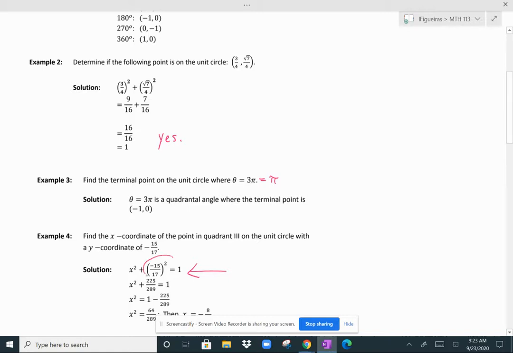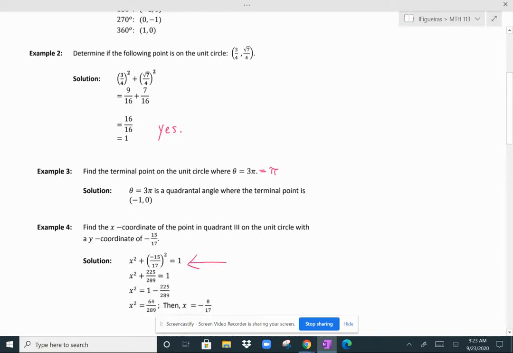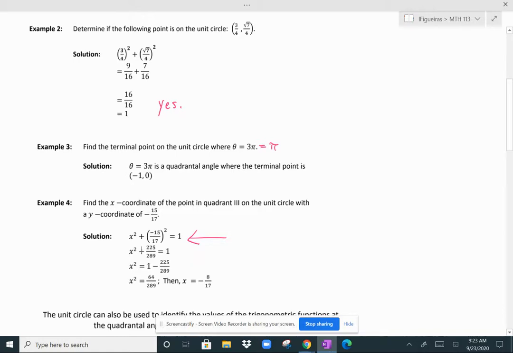So square negative 15 over 17, and we get 225 over 289. We want to subtract that fraction from 1, which is what you see here. So that gives us x squared is 64 over 289. And when you take the square root of this, you normally would get two answers, plus or minus 8 over 17. But since, again, we know we're in quadrant 3, we're only interested in the negative answer.